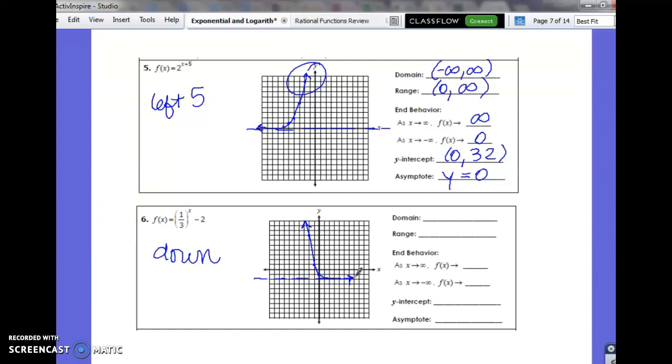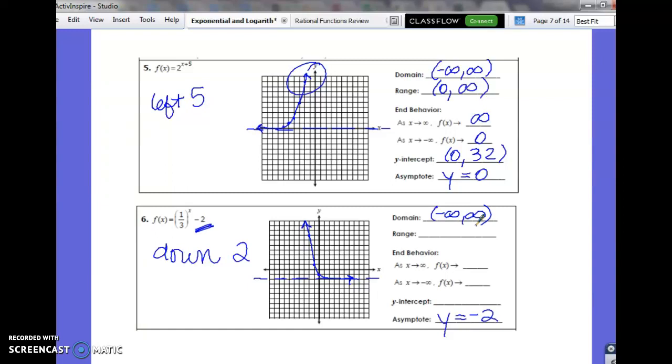-2. Okay, so that vertical shift, if you can pick it out, will give you a healthy clue as to where your horizontal asymptote is. Okay, so that whole graph is shifted down 2, including the asymptote. But after that, the points are on there just from the table. The domain is still the same. Okay, range. Now that does change because your horizontal asymptote has changed.